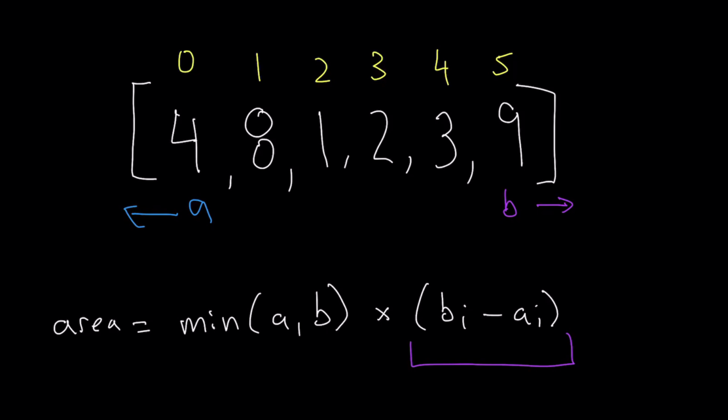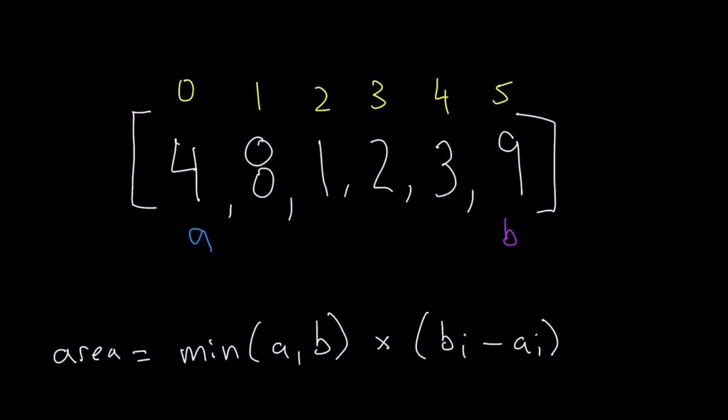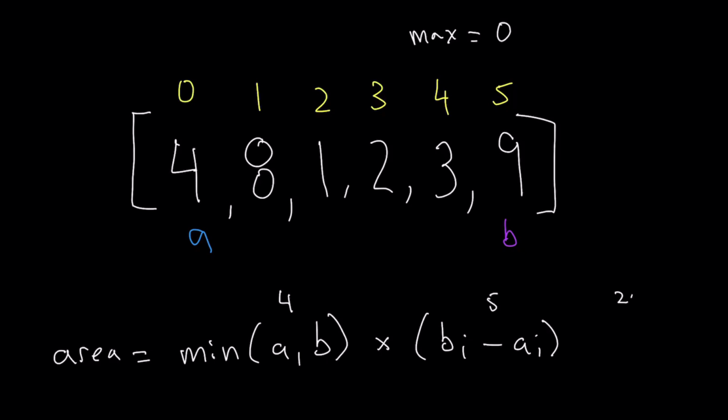So now our calculation becomes, what is the smaller of these two values? We're going to calculate the area first of A and B. So we did this calculation already, but let's just do it again. But we're also going to keep track of the max area that we find so far. Very similar to what we did before. And let's just say it's max, which starts at 0. So the minimum between 4 and 9 is 4. And 5 minus 0, which is the indices, is 5. So 4 times 5 is 20. And that's bigger than our max area, so let's update that.